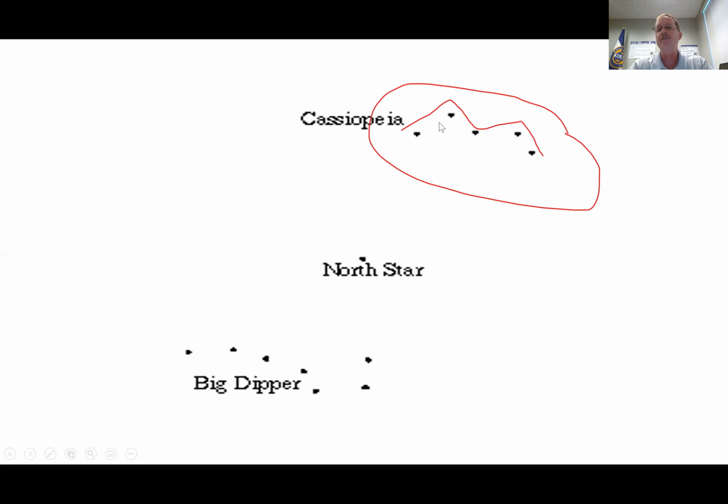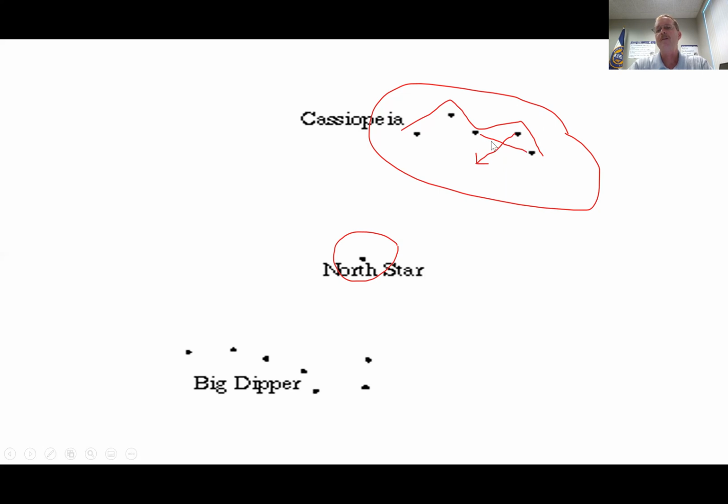I look at this W and I find the flatter section of the W, which is right here. And I draw a line between these two stars here. And then I pretend like that's a bow, and I put an arrow through the center of the string here and draw a line this way. And if you do that, it's going to point over here to where the North Star is. Just like these two point up here to the North Star.